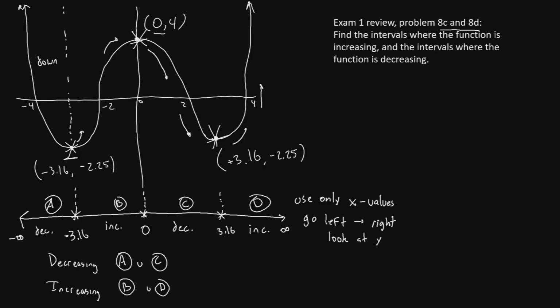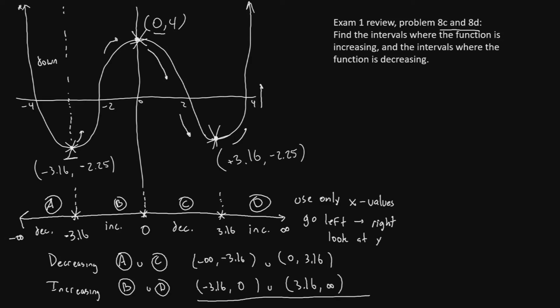So to write our regions, we use parentheses around each region. Region A goes from negative infinity to negative 3.16. Union region C, which is 0, 3.16. The increasing intervals are B and D. So for B, we'll say negative 3.16, 0, union 3.16, infinity. That is how we find our increasing and decreasing regions.